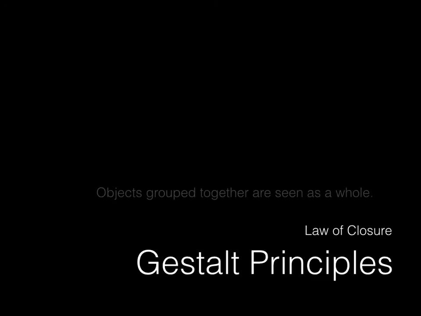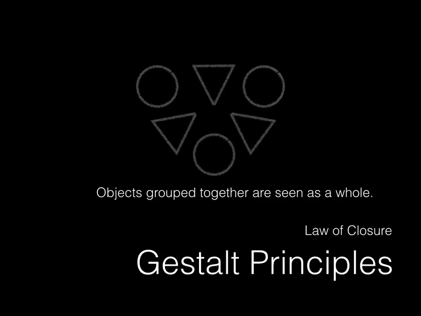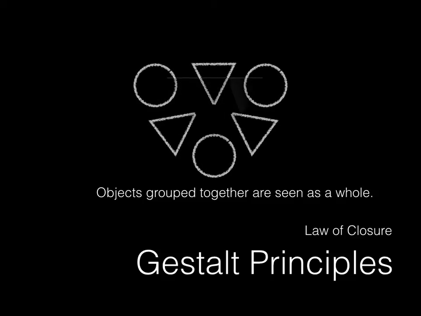Next up is the law of closure, and we're doing this all the time. Objects that are grouped together have a tendency to be seen as a whole, but it goes beyond that because the brain puts things together as well, since it's seen it so many different times. Let me demonstrate this. Objects are grouped together and seen as a whole, so we have these objects here, and I'm going to black it out in the middle.